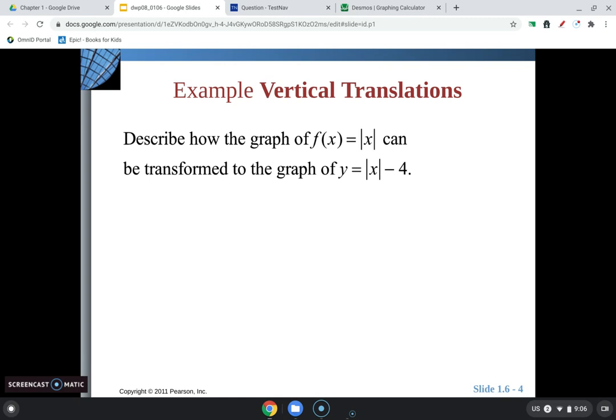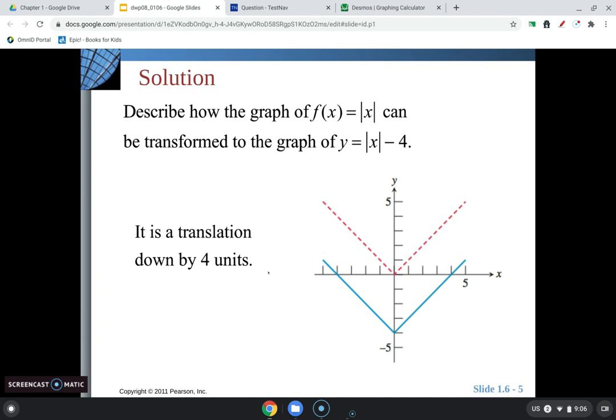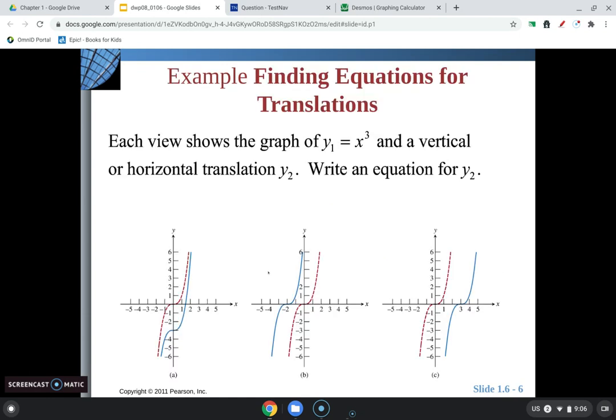So describe how this can be transformed with this graph. And really all we want to do today is just tell me what transformation you see. So that -4 is outside. So that would be down 4. Down 4. Okay. You can see that on the next slide. All right.